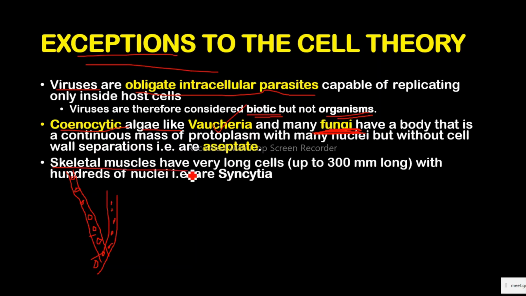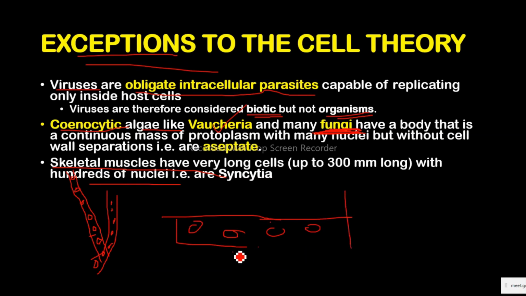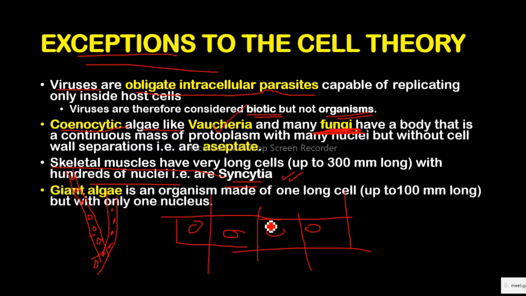Our skeletal muscles have cells which are elongated, with hundreds of nuclei within one unit of a skeletal muscle. You have very many nuclei within that unit of a muscle cell. Now, where are these nuclei coming from? Which one is a cell and which one is not a cell? So it becomes hard. This condition is referred to as syncytia.